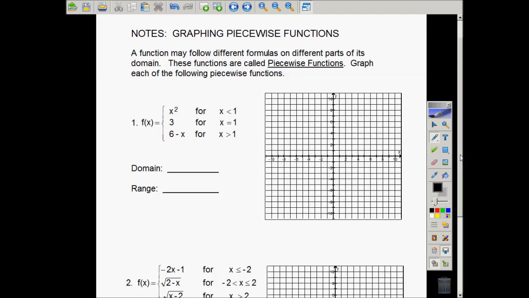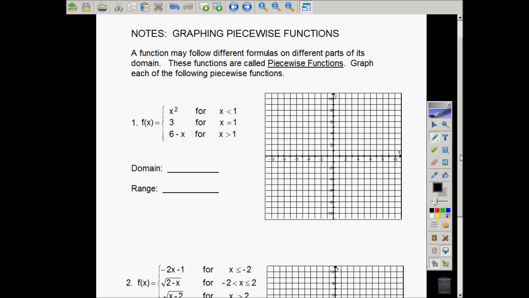A piecewise function is a function composed of different functions, but it's just pieces of those functions. It's not the full functions themselves, just pieces of those functions. So when I look at this function, I have a piece of what's x squared? A parabola. So I have a piece of a parabola.